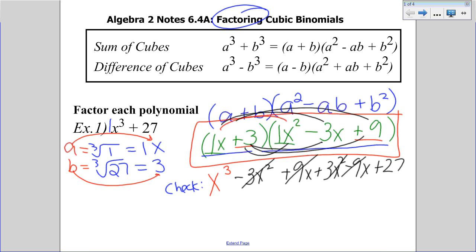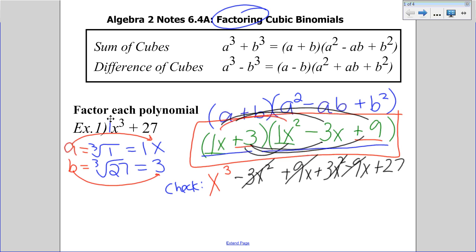Did I end up with x cubed plus 27 like I started with? So then I know I factored it. Every time? I probably wouldn't, because I'm afraid we make too many sign errors sometimes when we're multiplying those out. I would definitely check them though on a quiz.